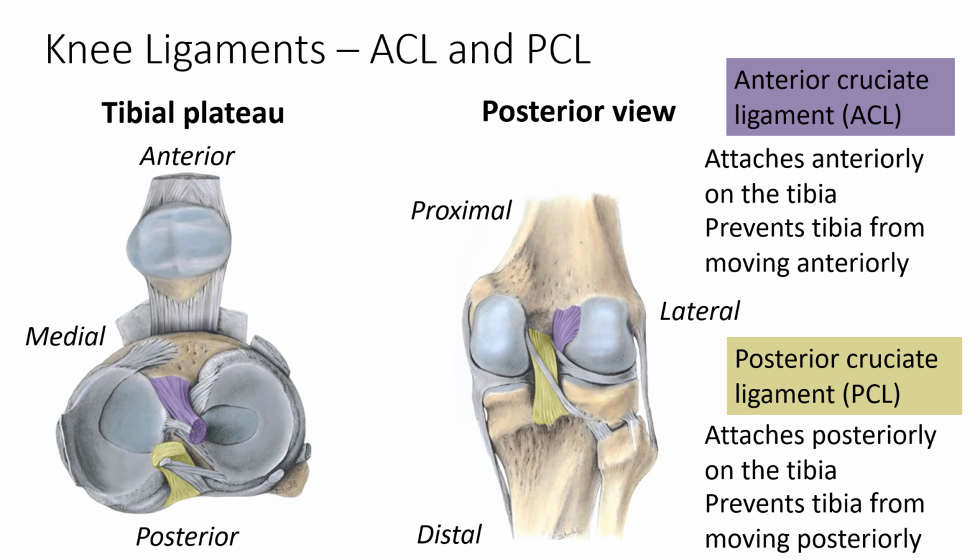So these ligaments are named according to where they attach on the tibia. So our ACL attaches anteriorly and our PCL attaches posteriorly.